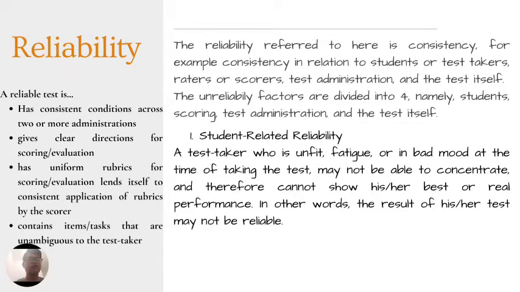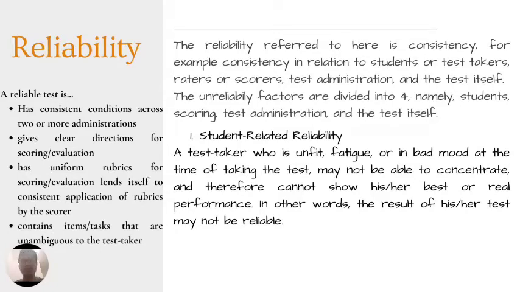Before going there, I first explain what attributes are in this reliability. A reliable test has consistent condition across 2 or more administrations, gives clear direction for scoring or evaluations, has uniform rubrics for scoring evaluation, lends itself to consistent applications of rubrics by the scorer. Contains items or tasks that are unambiguous to the test taker.